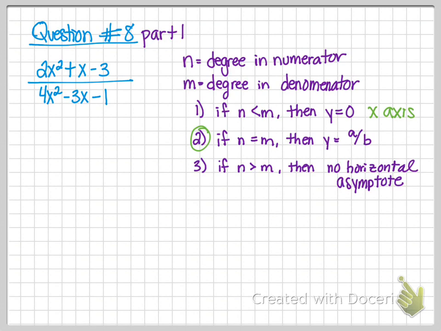So if we take a look at rule number 2, it basically says to take the 2 leading coefficients and divide them. So I'm going to go ahead and take 2 divided by 4, simplify that, and it's going to equal down to 1/2. So my horizontal asymptote is going to be y equals 1/2.